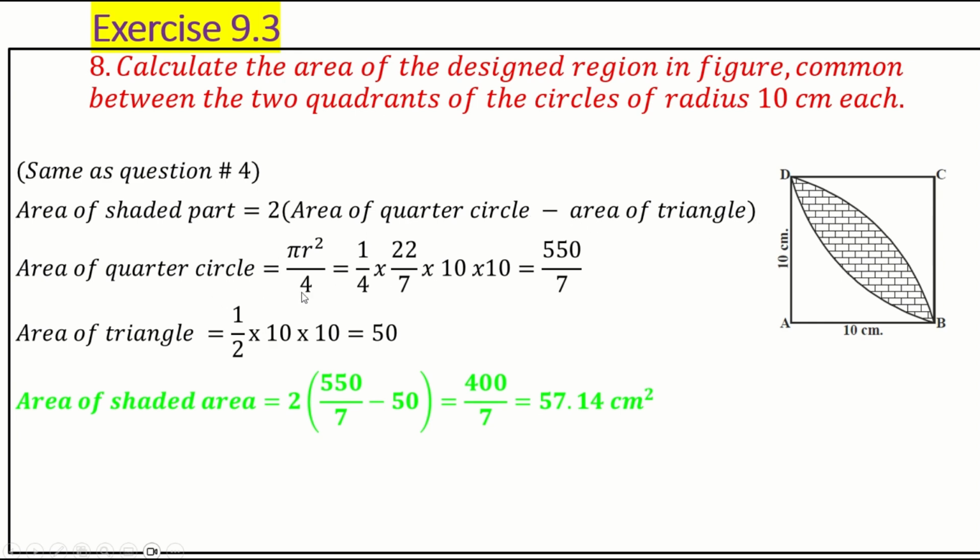Area of the quarter circle is pi r square by 4, which is 550 by 7. Area of triangle is 50. So area of shaded area is twice the 550 by 7 minus 50, which is nothing but 57.14 centimeters square. Next, let's do some optional exercise.